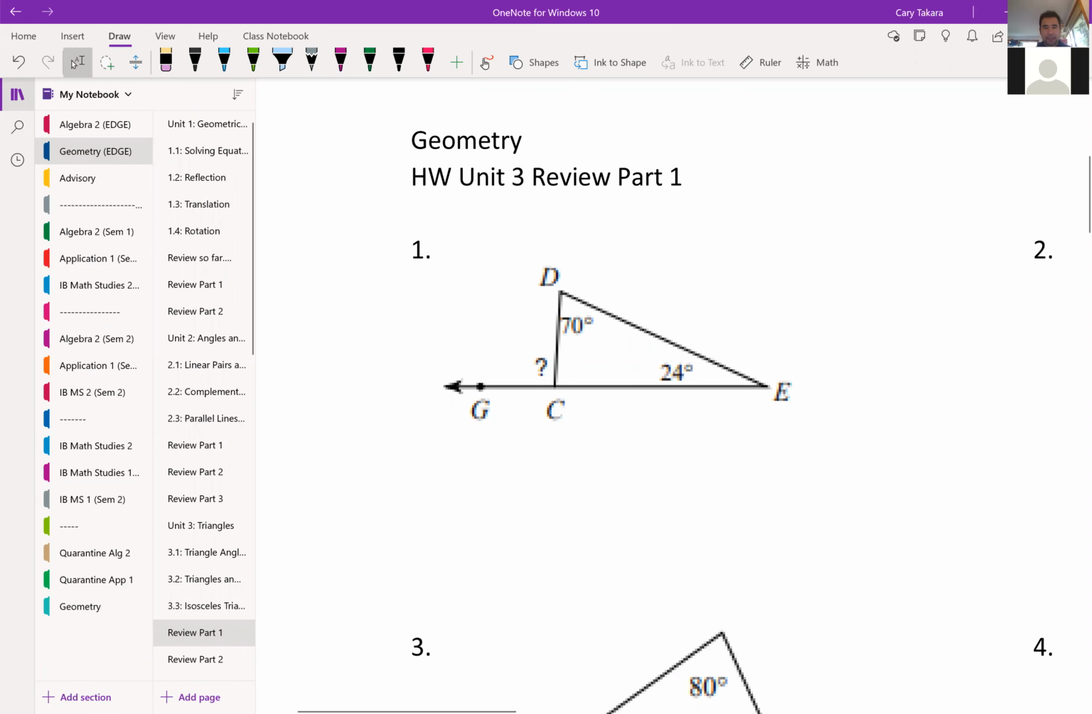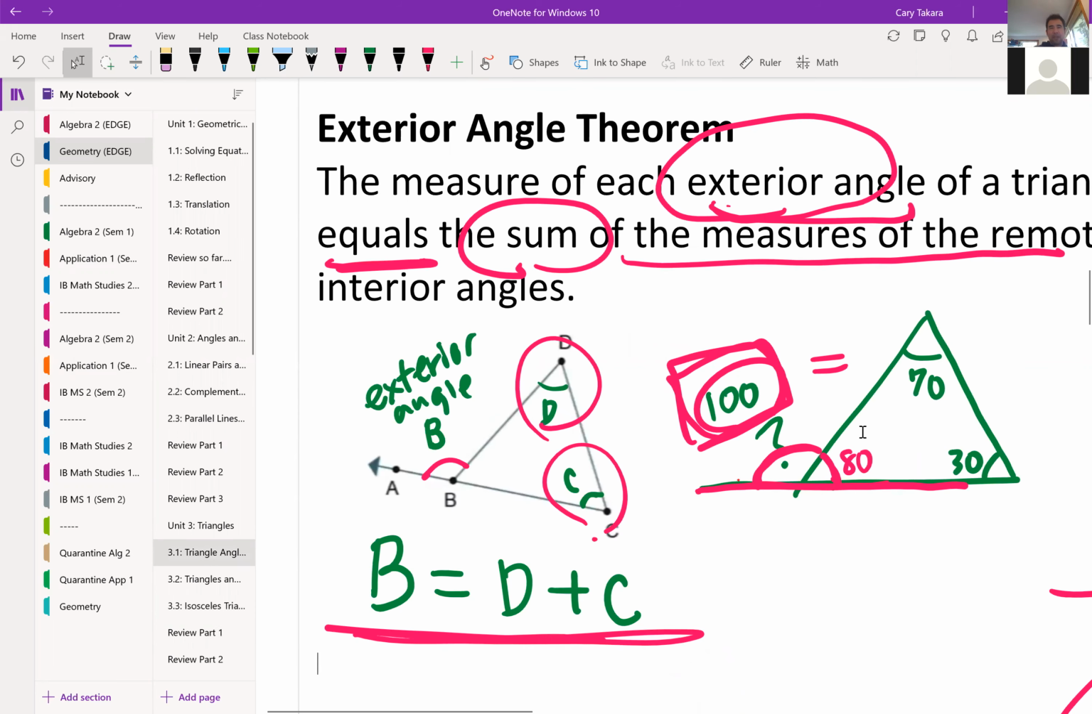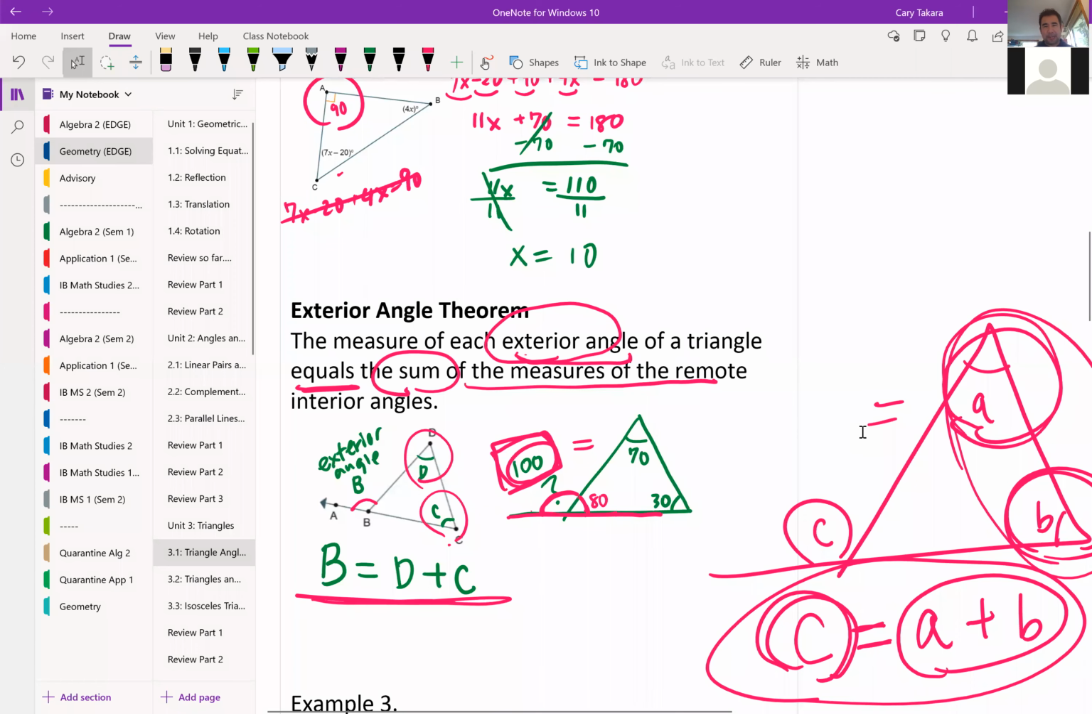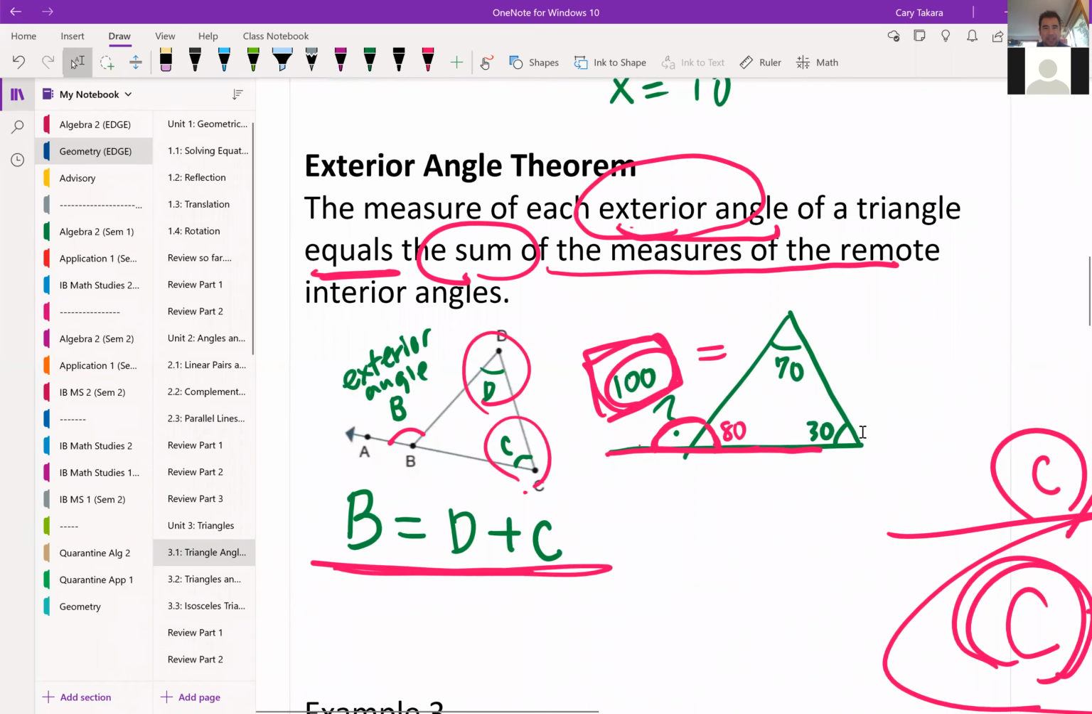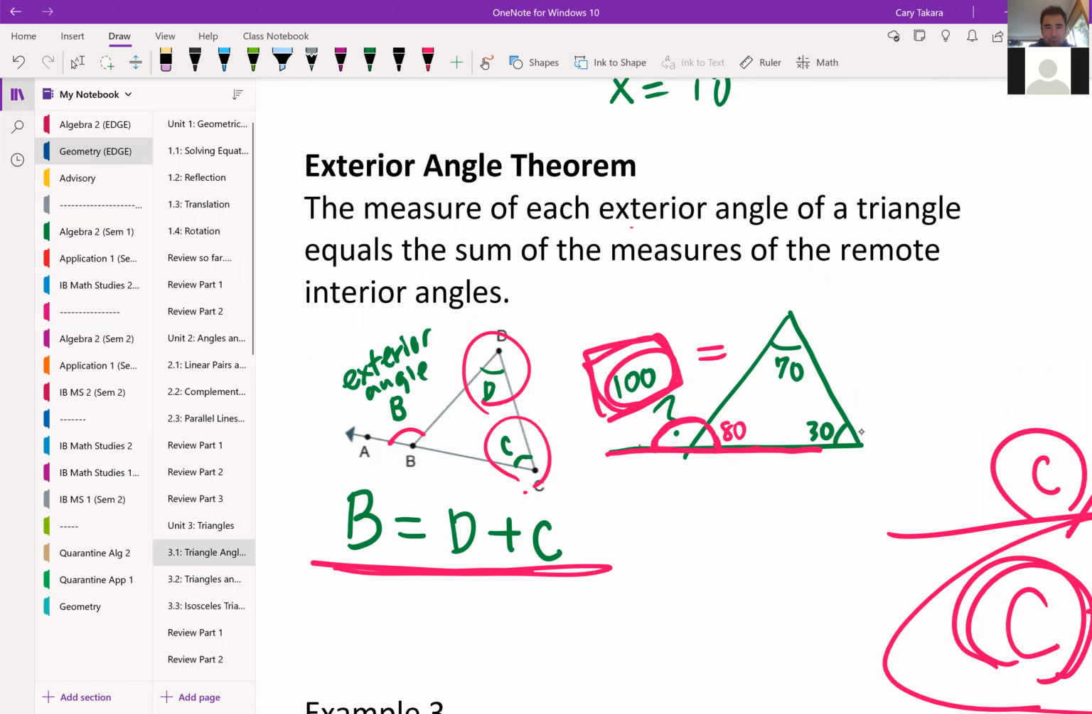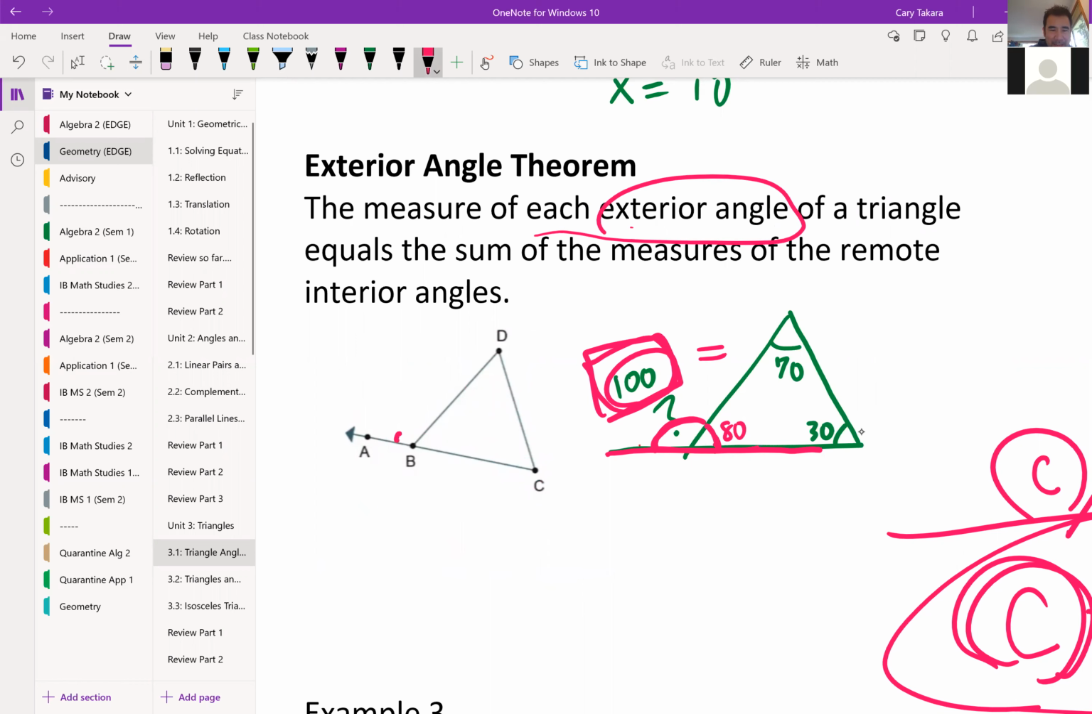Number one. When you look at this problem, I'm going to share this. You have to be able to recognize what type of problem this is. This is on the exterior angle theorem, which says that the measure of the exterior angle, this one right here, let's call this B, this is the exterior angle, exterior angle B equals the sum, the addition, of the measure of the remote interior angles.